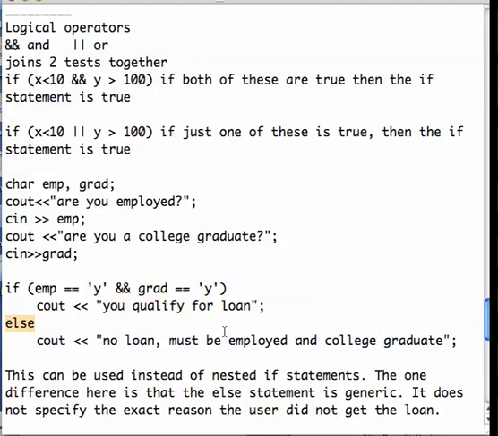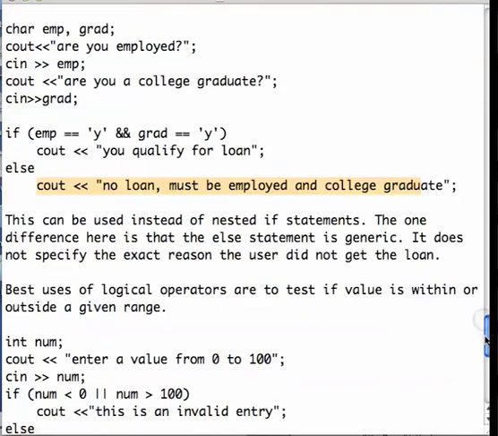Now this can be used instead of the nested if statements. The one drawback to this is if the test fails and I display this message, I'm not being very specific. The nested if statements allow you to be extremely specific if the guy doesn't get the loan. Now, let me also say this.